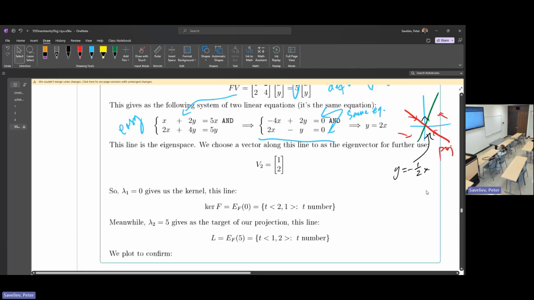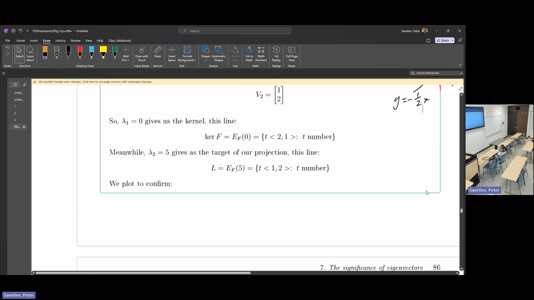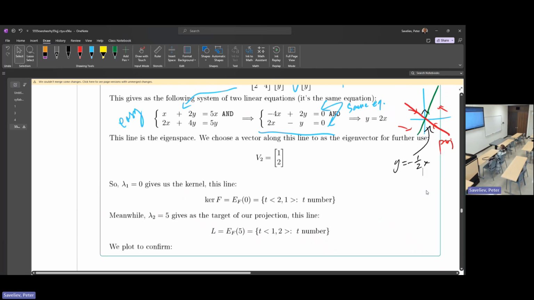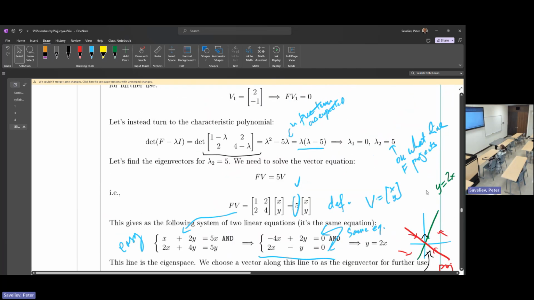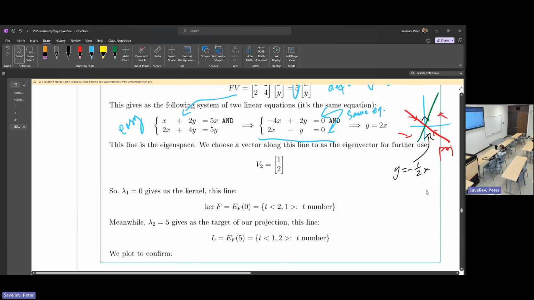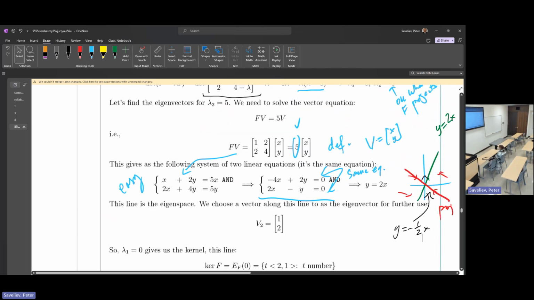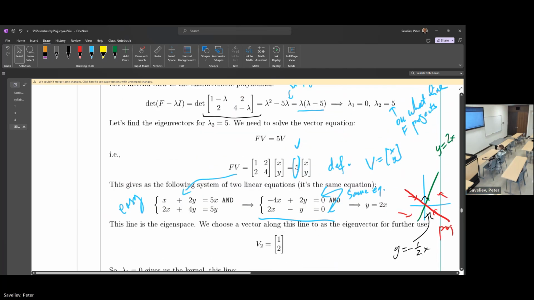Where's my algebra? I don't have my algebra here. I'm afraid I have to skip that part. Let me quickly write it out. So I have... okay, let me try to fix it.